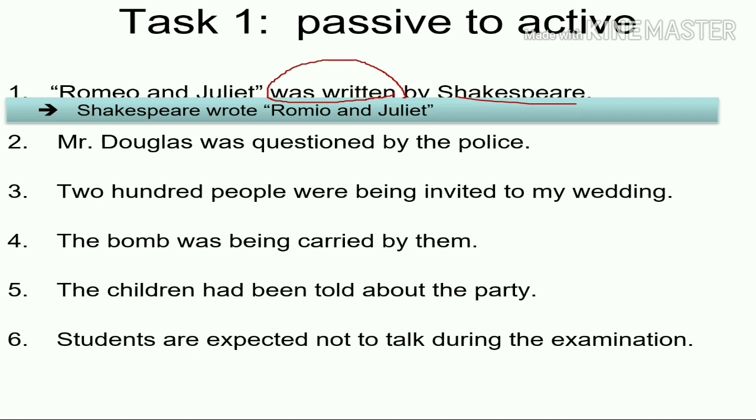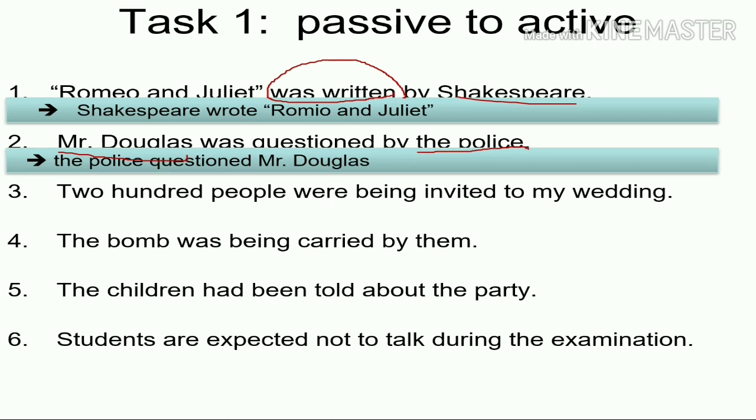Mr. Douglas was questioned by the police. So this is the subject. Mr. Douglas, that's the object, was questioned. That's the verb. So the verb to question in the past. The police questioned Mr. Douglas.